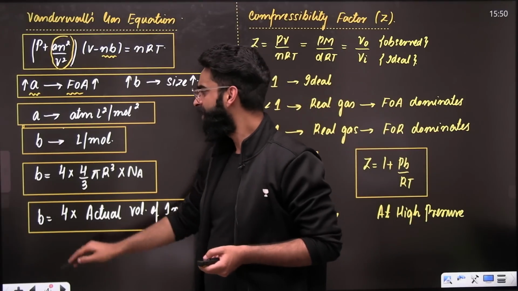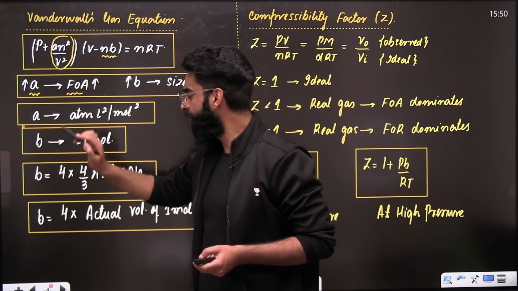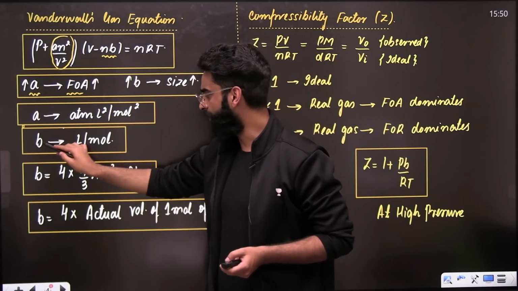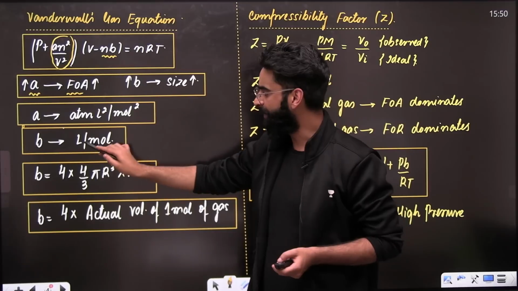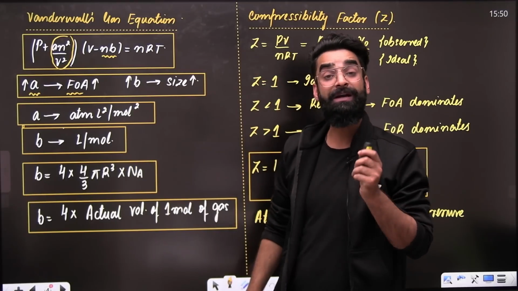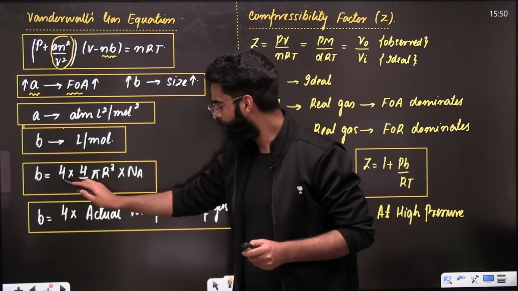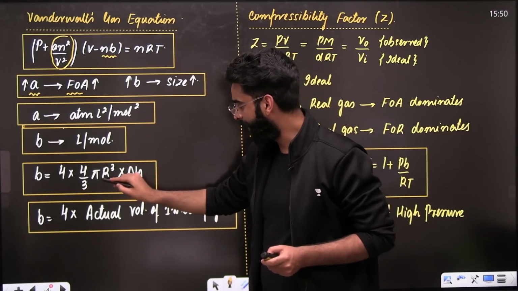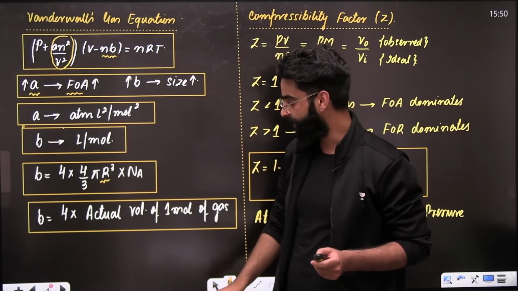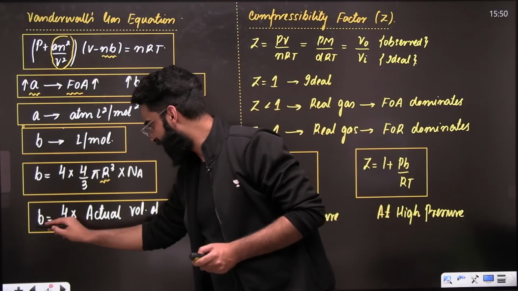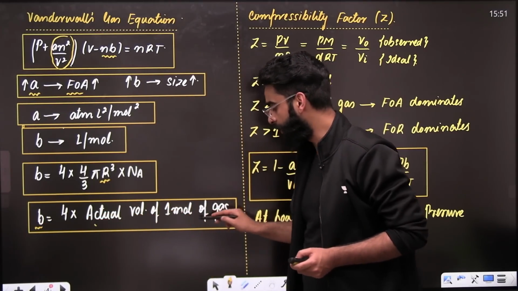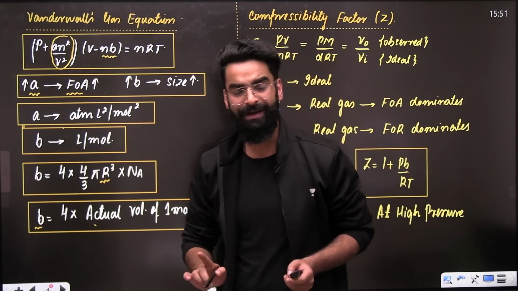Similarly, if you ask me about the units of a and b, the unit of a is atm liter square per mole square. Similarly, the unit of b is liter per mole. And mathematically, this b is always equal to 4 multiplied by 4/3 πr³ multiplied by Avogadro's number, where r stands for the radius of the gas molecule, right? Or you can define b in this way as well: b is equal to 4 multiplied by the actual volume of 1 mole of gas, right?